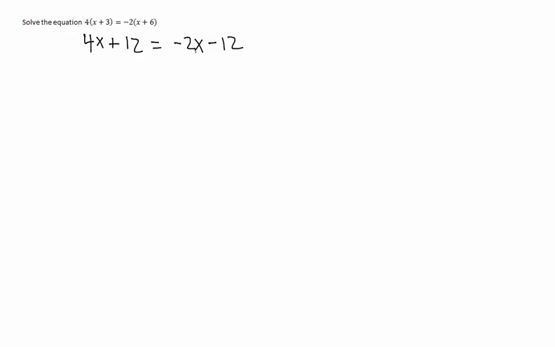So here I'm going to add 2x to both sides. So I have 4x plus 2x gives me 6x. And I'm going to subtract 12 from both sides, or move this positive 12 to the right side by subtracting 12. So we have negative 12 minus 12 is negative 24. So we're left with 6x is equal to negative 24. So x is equal to negative 4.